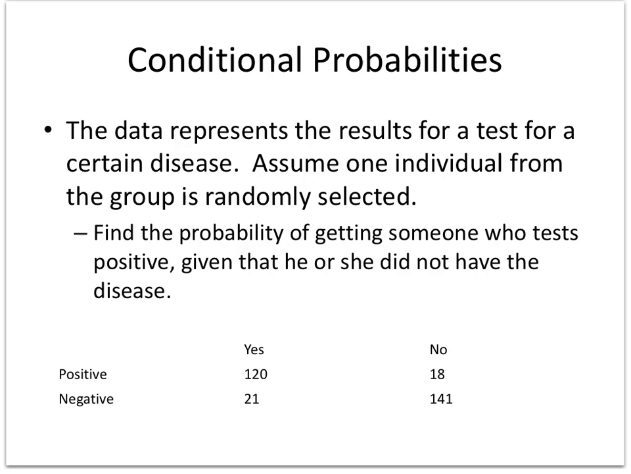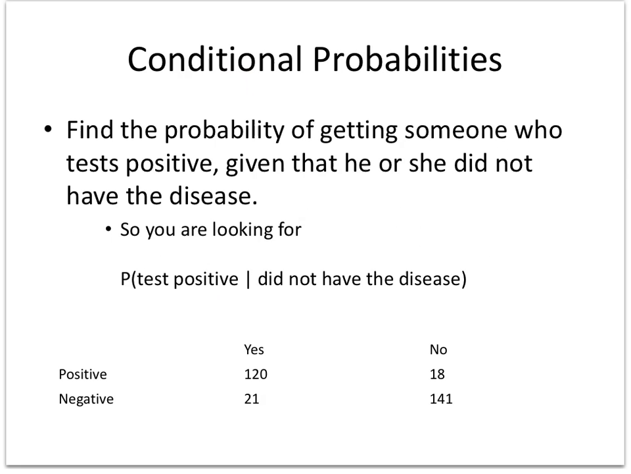All right, the data represents the results for a test for a certain disease. Assume one individual from the group is randomly selected. Find the probability of getting someone who tests positive given that he or she did not have the disease. The word given is what makes it a conditional probability. So what you're looking for is the probability the test is positive given they did not have the disease.